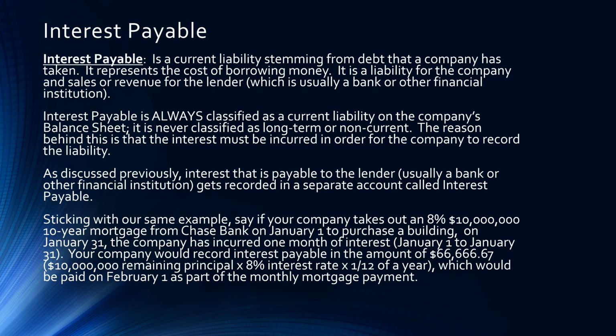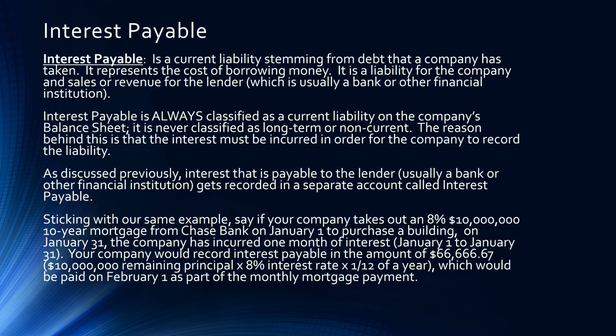Interest payable is always classified as a current liability on a company's balance sheet. It is never classified as long-term or non-current. The reasoning behind this is that the interest must first be incurred in order for the company to record the liability. As previously discussed, interest that is payable to the lender, usually a bank or other financial institution, gets recorded in a separate account called interest payable.